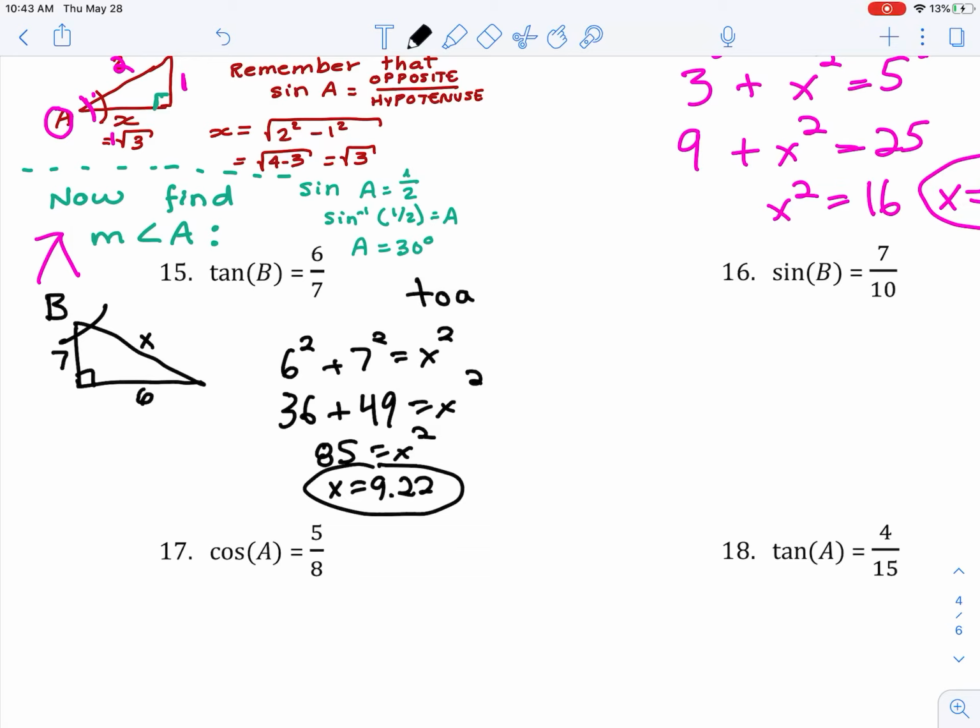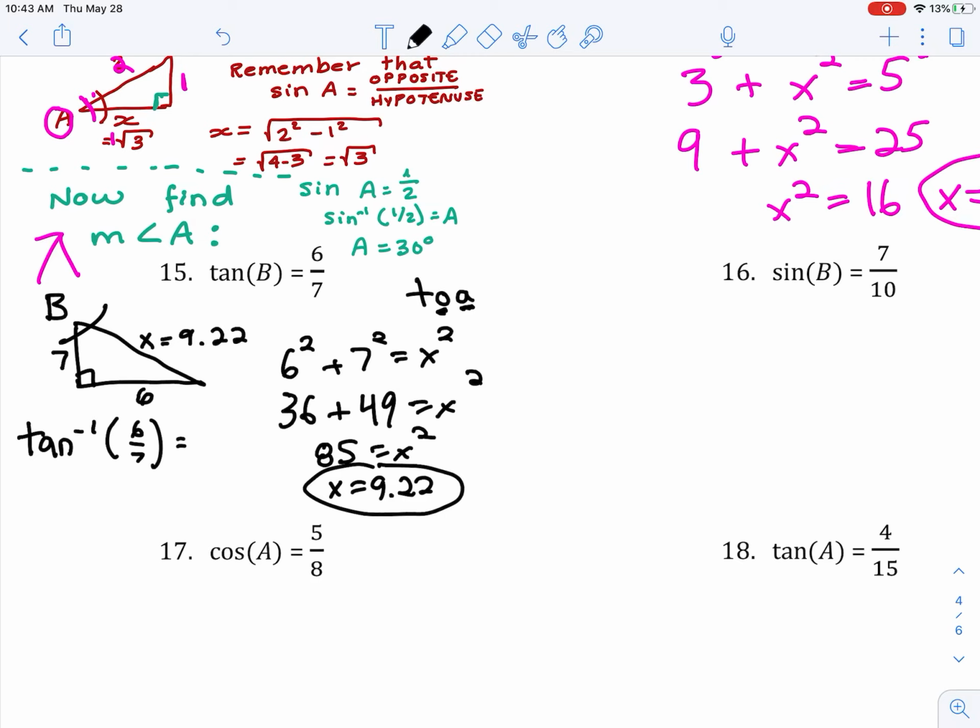So if I'm looking at angle B, what's 6 from B? It's the opposite. What's 7? It's the adjacent. So that's tangent, so I'd do second tangent 6 over 7. Make sure my calculator is in degrees. And then that will give you the angle measure. And then if you wanted to do this another way, let's say you didn't want to use 6 and 7. Let's say you wanted to use 6 and 9.22.